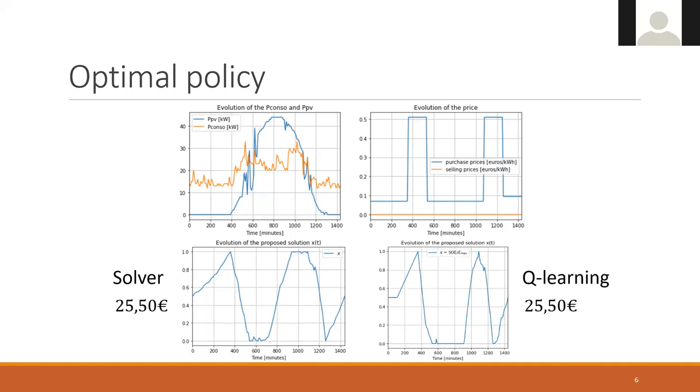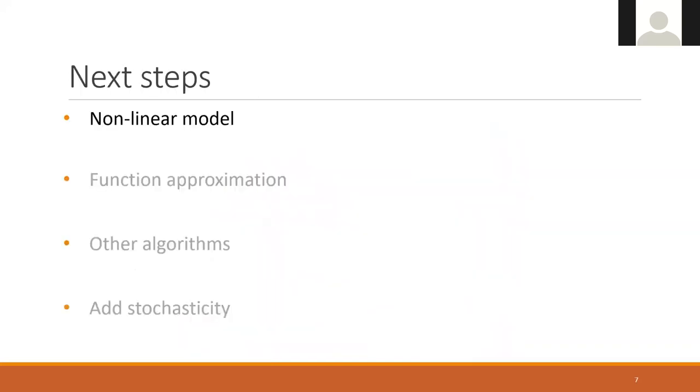With my simple setting of tabular learning in a linear model, I obtain a similar solution with the same cost after rounding. So the next steps will be to solve this problem for a nonlinear model, for which tabular learning is not as trivial. A solution will be to get rid of tabular learning, for instance by using a function approximation, so that I don't need to discretize anything anymore.